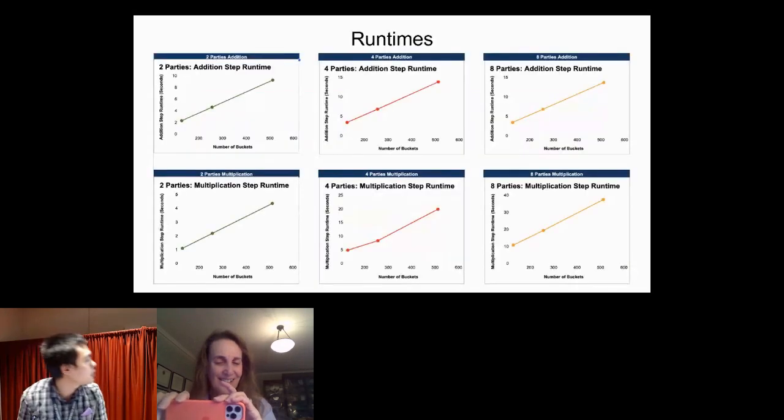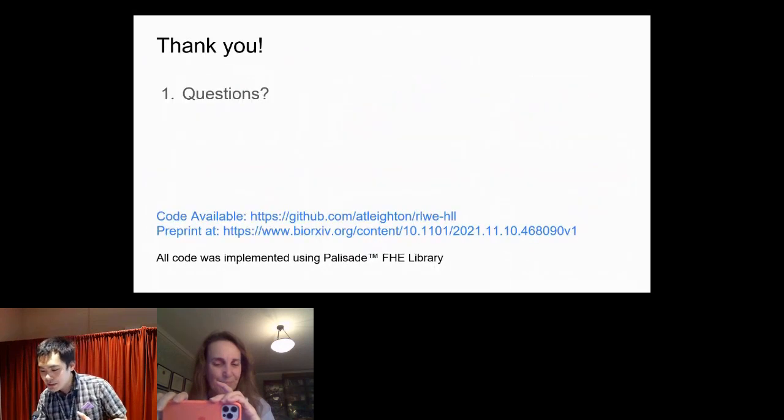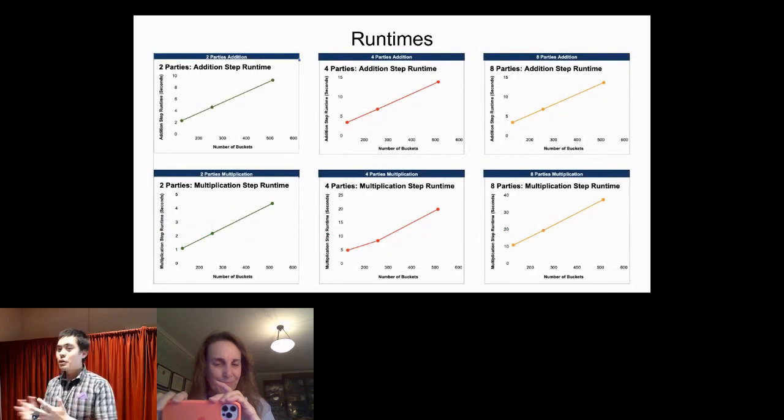We are able to get runtimes on the order of seconds, which is quite important because we are interested in these real-time queries with deduplication. On the order of less than a minute, we can do these things, depending on the number of parties, the number of buckets, and accuracy. But the take-home message is that homomorphic encryption really is ready for prime time if you're able to be clever about rewriting the algorithms to the type of platform that homomorphic encryption is.